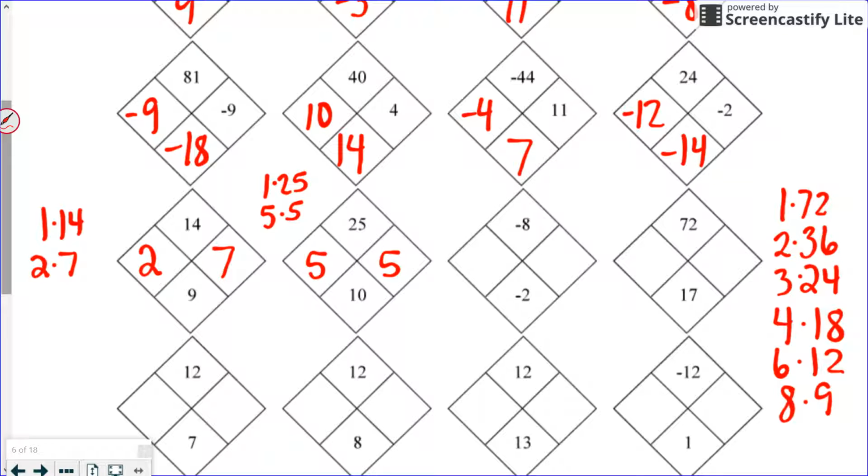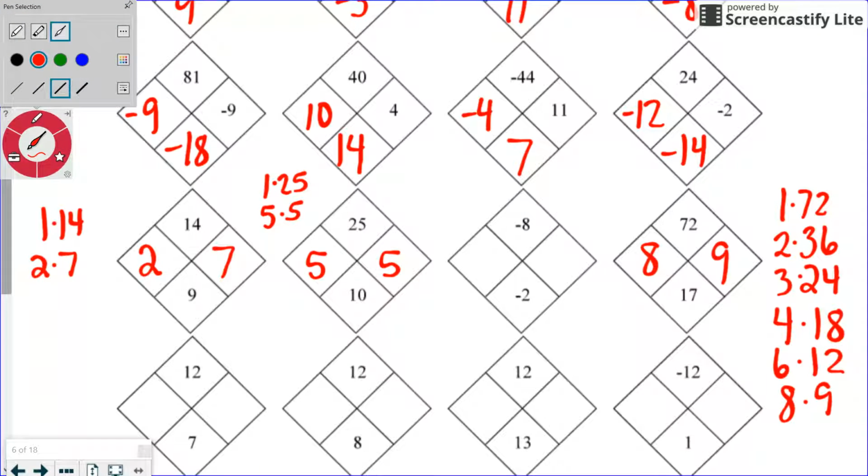So you want to look at all of these factors and see which two would add up to 17. It's going to be 8 plus 9 down here. So that's an example of one where maybe you didn't know 8 times 9 was 72, but you could work your way to it.